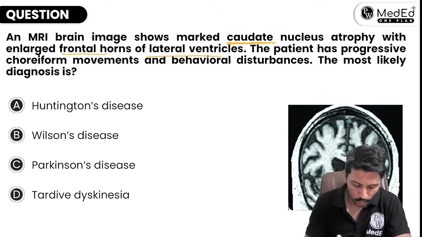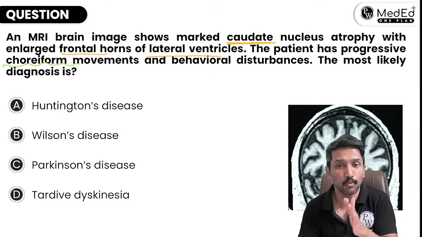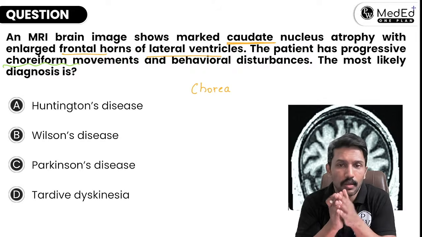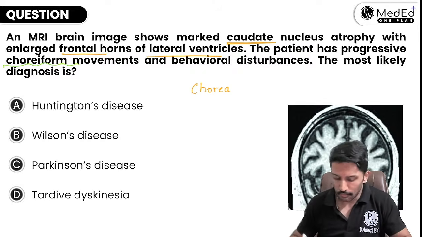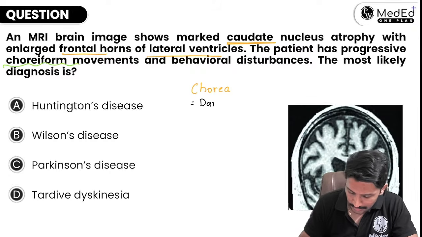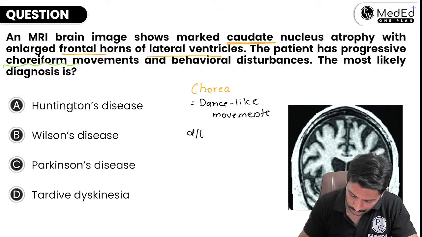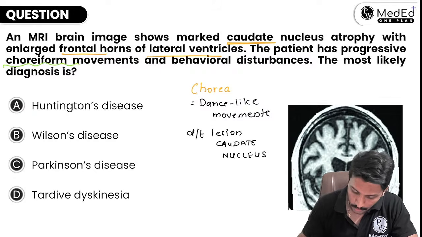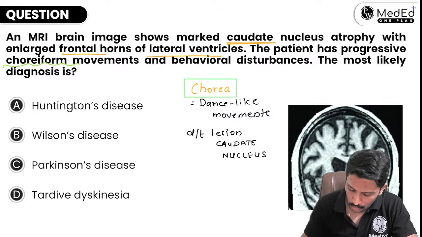The patient has progressive choreiform movement, meaning the patient has a movement disorder. And what is the name of the movement disorder? Patient has chorea. And we know that chorea is abnormal dance-like involuntary movements, and it is due to a lesion in the caudate nucleus. Now, first thing, you should tell me what are the conditions that cause chorea. From there, we can figure out which condition this particular question is talking about. So, what are the conditions that cause chorea?